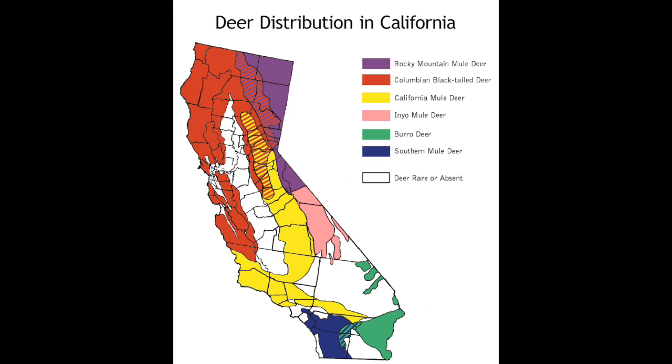The other native species to California is the Columbian black-tailed deer. These deer can be found along the central coast, as far south as San Luis Obispo, and all the way up into Oregon. They are the more popular deer that are seen around our area and that local growers will have to deal with as a pest.